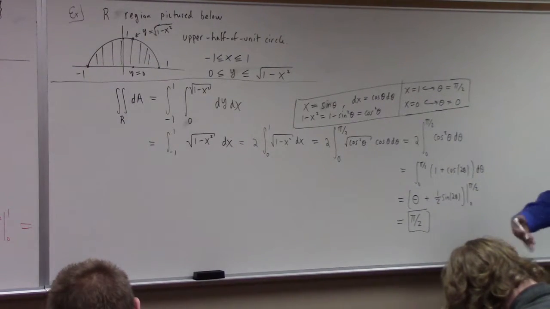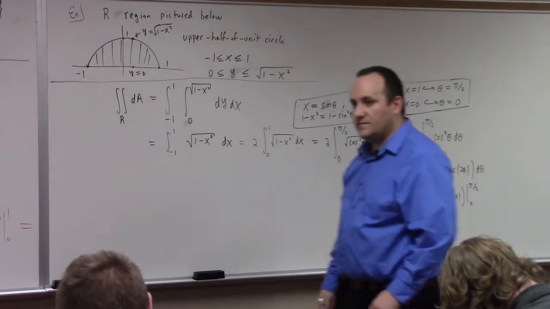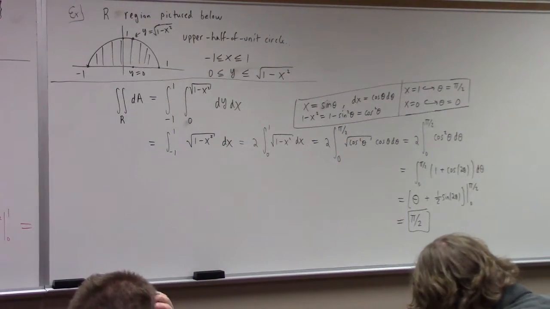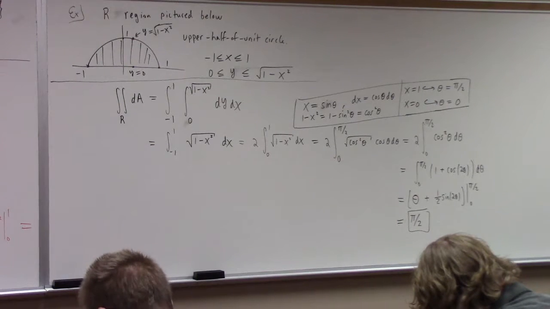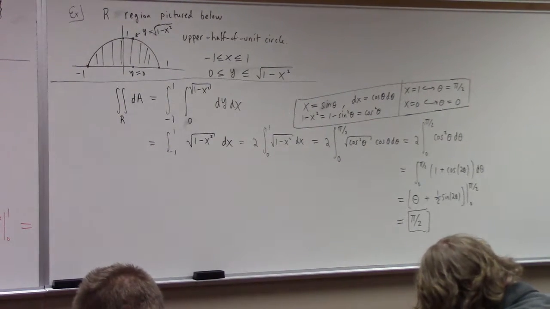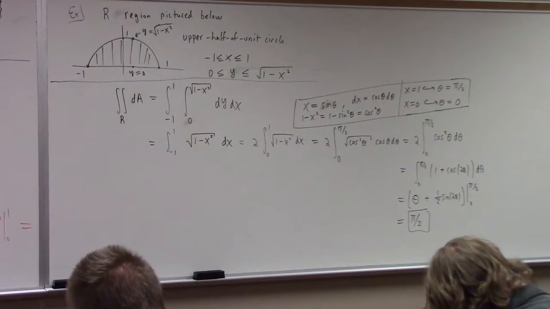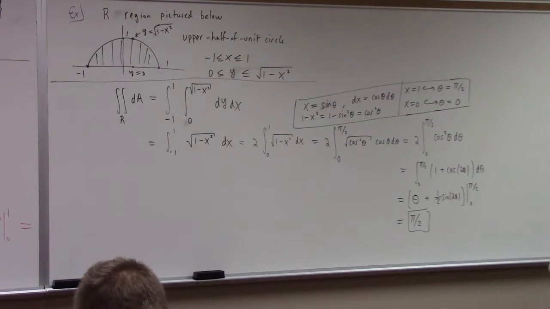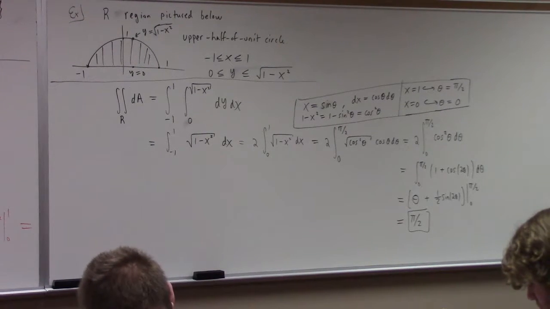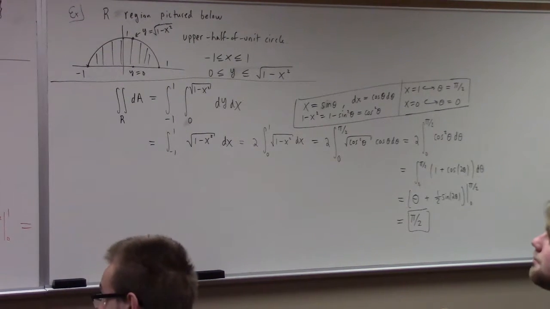Which makes sense because this is the area of half a circle of radius 1, right? The area of the whole circle is pi. I did it for radius r in my notes. That was more exciting. And actually, just for a quarter circle. Oh well, too late. Any questions?